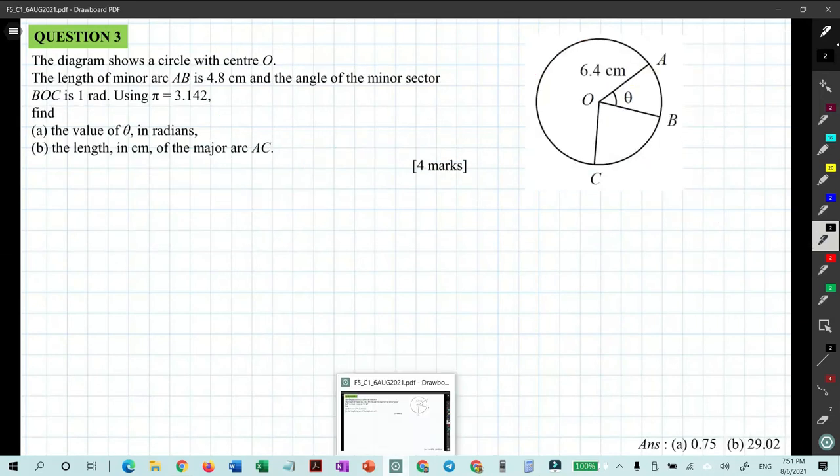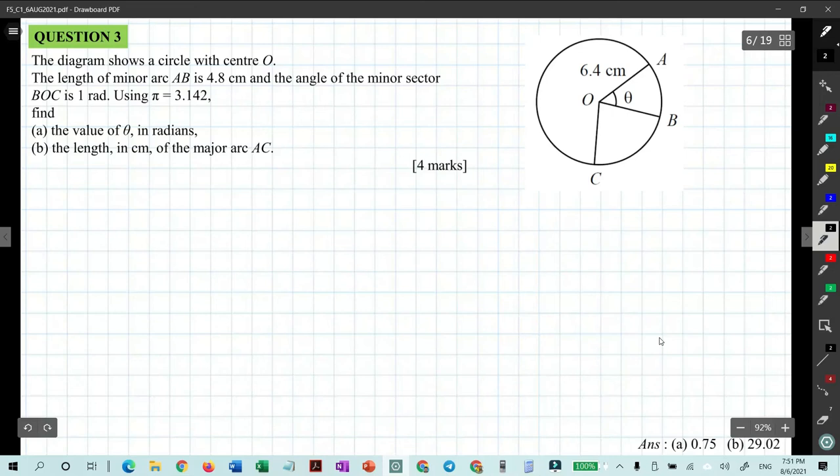Okay. The diagram shows a circle with the center O. The length of the minor arc AB is 4.8 centimeter, and the angle of the minor sector BOC is 1 radian. The minor arc AB is located here, and the value of the length is 4.8 centimeter. BOC, so the angle is here, and the angle is actually 1 radian.